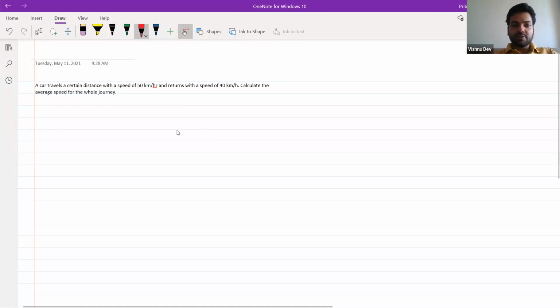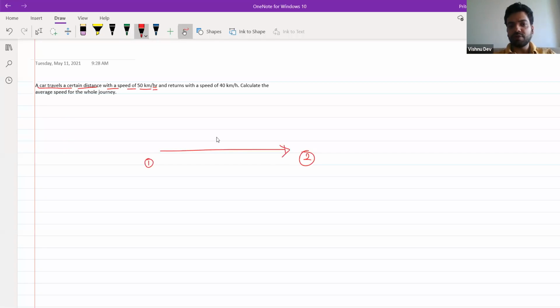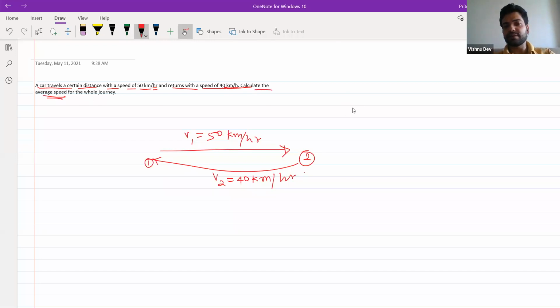Yes. So what is written here? A car travels a certain distance with a speed of 50 kilometers per hour. Let us say the car starts from point 1 and goes to point 2 with a speed of 50 kilometers per hour. This is the thing which is given, and it returns with a speed of 40. So while coming back, it is returning with a speed of 40. Now you have to calculate the average speed.